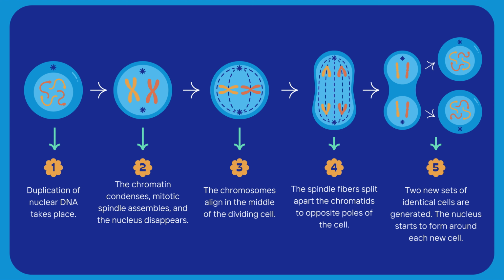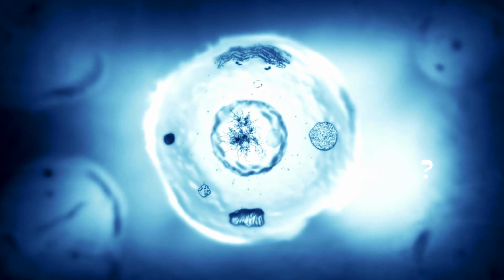Interphase. Before mitosis begins, the cell undergoes a period of growth and DNA replication known as interphase. During interphase, the cell prepares for division by duplicating its DNA and organelles. Prophase. Chromatin, which consists of DNA and associated proteins, condenses into visible chromosomes.